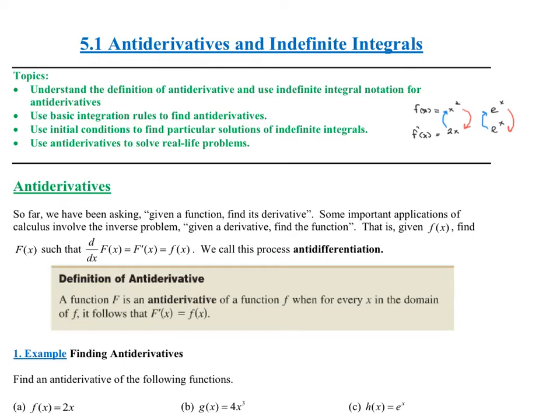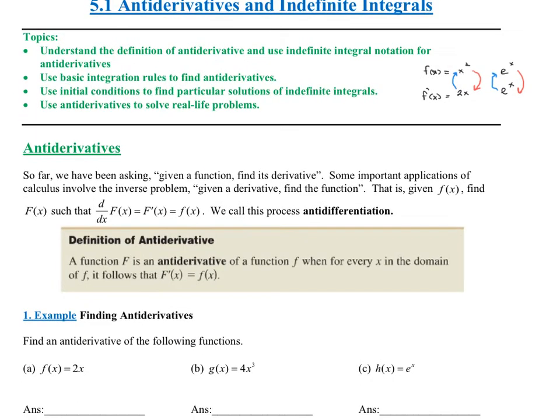We've been using the notation f of x and f prime of x. Where we see f prime of x, they're going to use lowercase f, and where we see the original function, they're going to use capital F. So just to let you know, capital F is always the original, lowercase f is always the derivative. A function capital F is the antiderivative of a function lowercase f when for every x in the domain of lowercase f, the derivative of capital F is lowercase f. In other words, if you take the derivative of the original function, you get the derivative function that you started with.